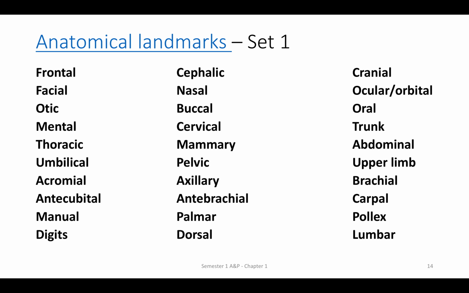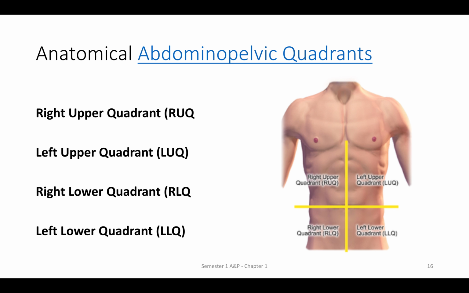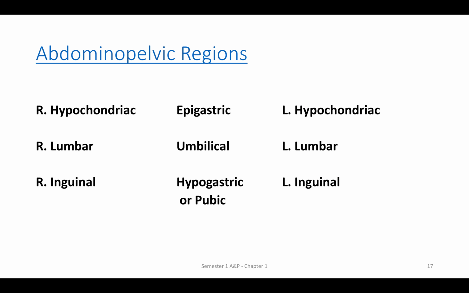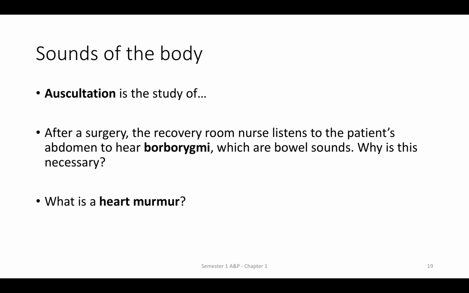You do not have to memorize every single one of these anatomical landmarks. If one pops up on your test, it'll be an easier one like nasal, which means nose, or oral, mouth, carpal, which means wrist. You'll see these all throughout the semester. Here's some more. Abdominal pelvic quadrants, just be familiar with the different ways that we can separate our abdominal pelvic region. We can do it into the 4 quadrants, or we can also do it through abdominal pelvic regions.